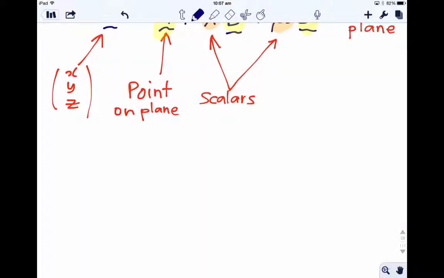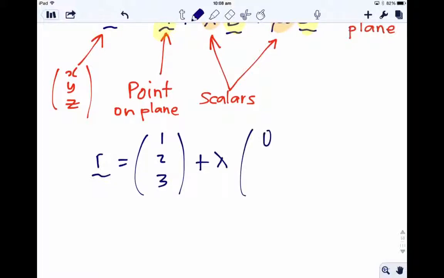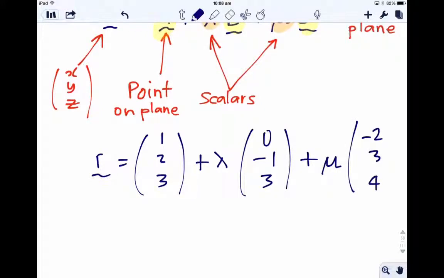Okay, so what might this look like in practice? You'd have something like this. r equals (1, 2, 3), there's a point on the plane, plus lambda (0, -1, 3), there's a vector in the plane, plus mu (-2, 3, 4). That is the equation of a plane. These are two vectors in the plane, and this is a point on the plane.